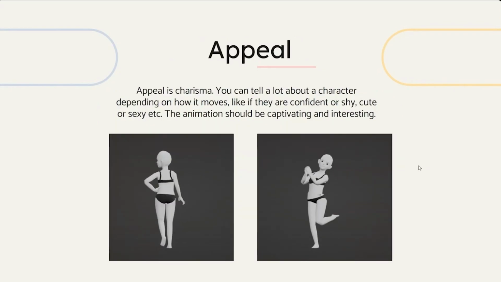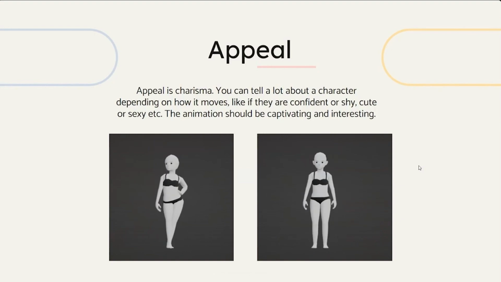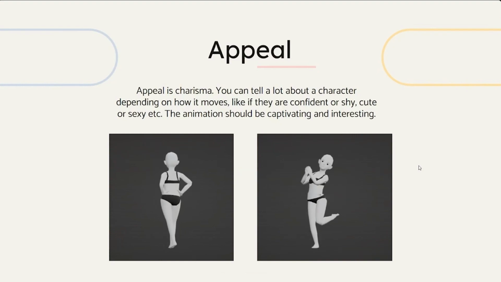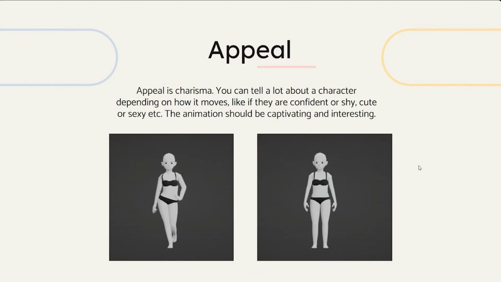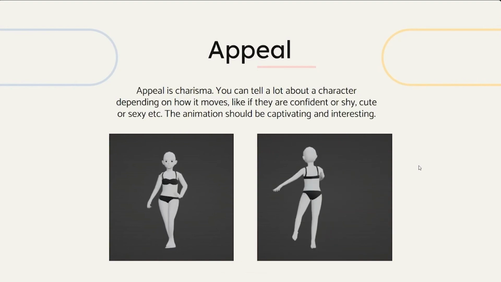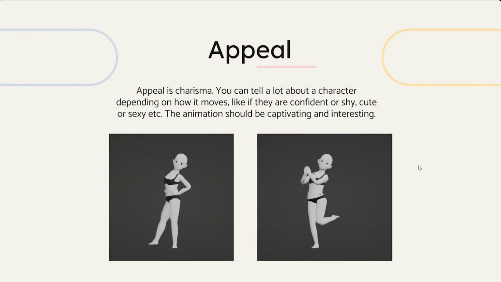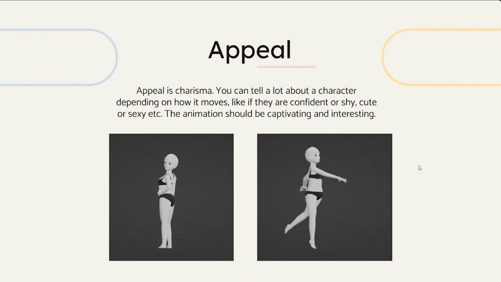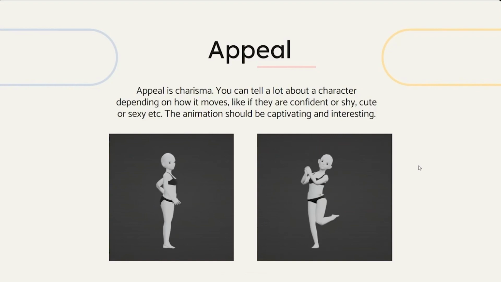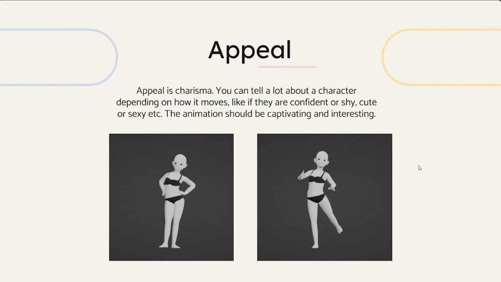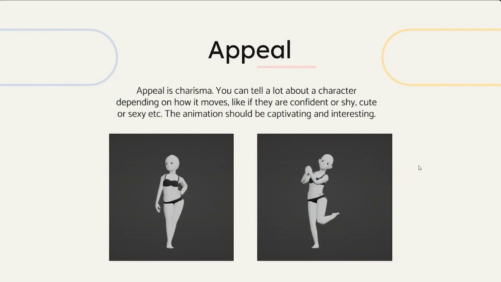I think appeal is the last one. Appeal is charisma. And I think you can tell a lot about a character in the way it moves, and if it's confident or not, if it's shy or sexy, or if it's angry or happy. It all depends on how you animate. And through the movement, you can show the viewer what the character is feeling, what this character's personality is, what this character's intention is. So that happens a lot with an emote.